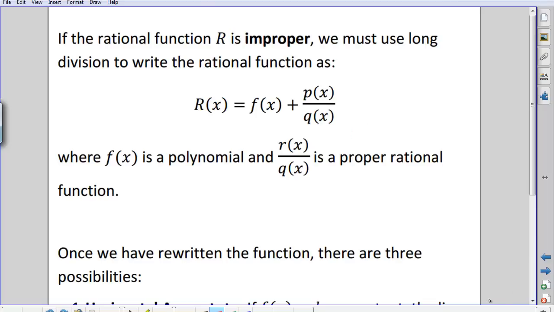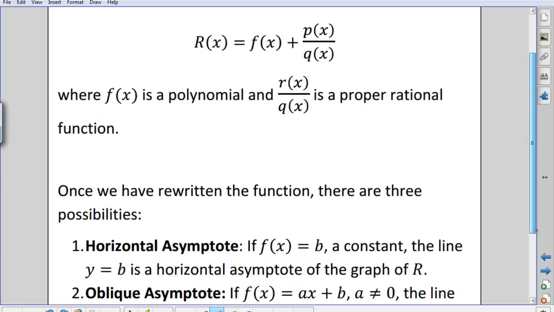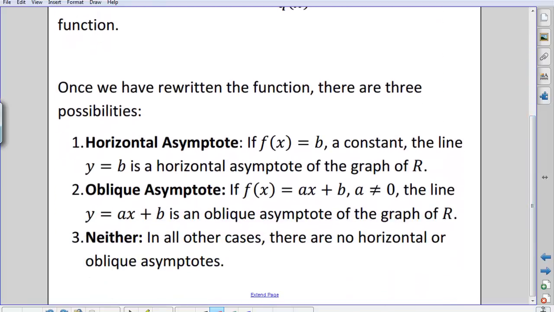So, of course, that brings up the question, what if it's improper? How do we go about finding horizontal or oblique asymptotes if the rational function is improper? To do that, we've got to do a little bit of work. Of course, it can't be as easy as the other one. What we need to do is use polynomial long division to rewrite our function. Once we do that, there's three possibilities: we either come up with a horizontal asymptote, an oblique asymptote, or neither.